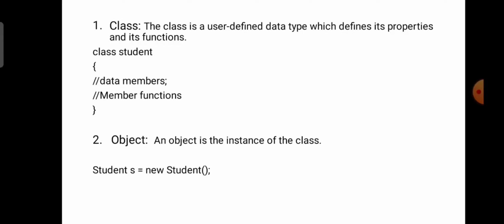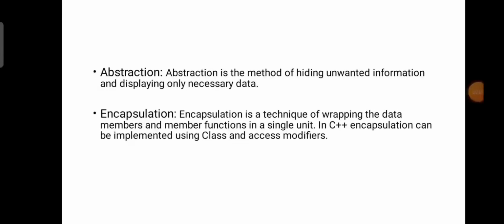Moving forward, what is an object? An object is the instance of the class. Okay, so the next concept is abstraction. Abstraction is the method of hiding unwanted information and displaying only necessary data.